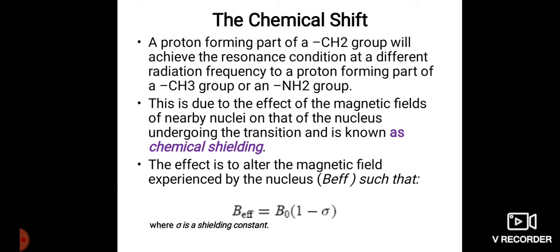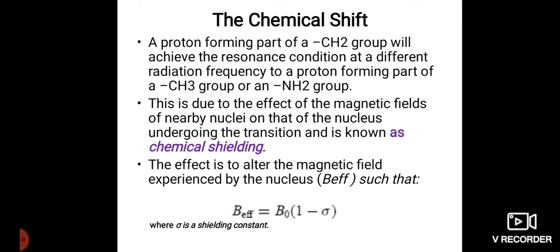For example, take a proton in CH2, where H is a proton. It will achieve the resonance condition at a different radiation frequency than a proton which is part of a CH3, or a part of NH2. The CH2 proton resonance happens at a different frequency than that of the CH3 proton and the NH2 proton. This is mainly because the nearby nuclei, the carbon or other hydrogens or nitrogens, are all different, and these nuclei will have different effects on the resonating proton.